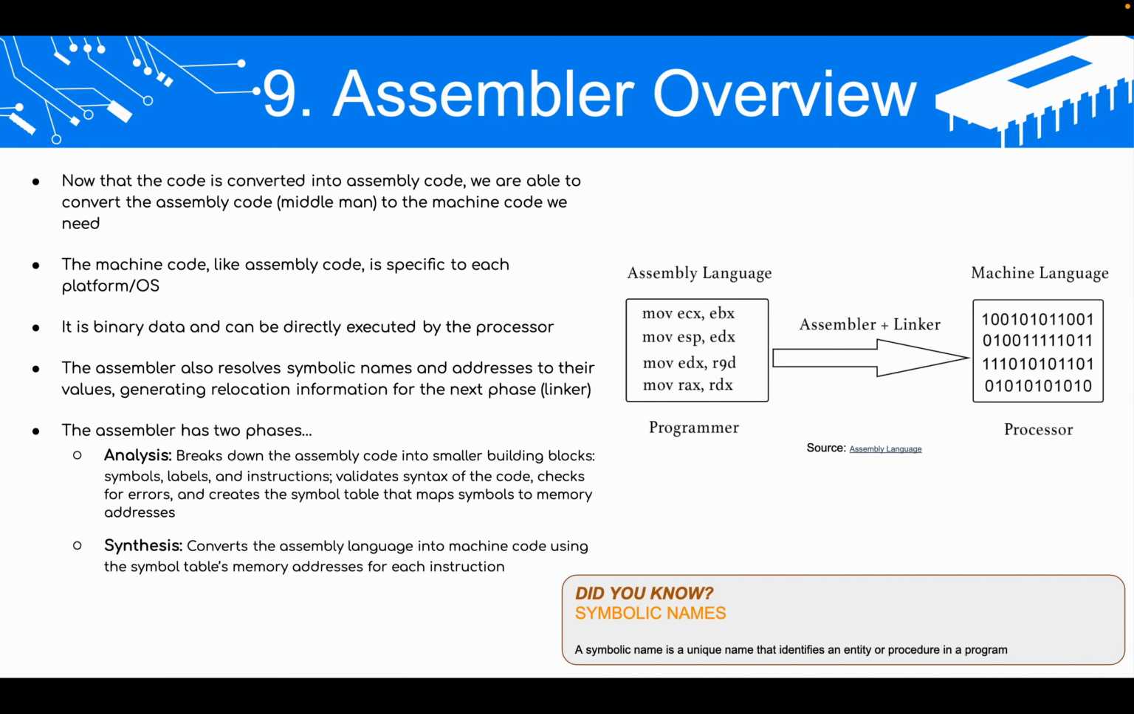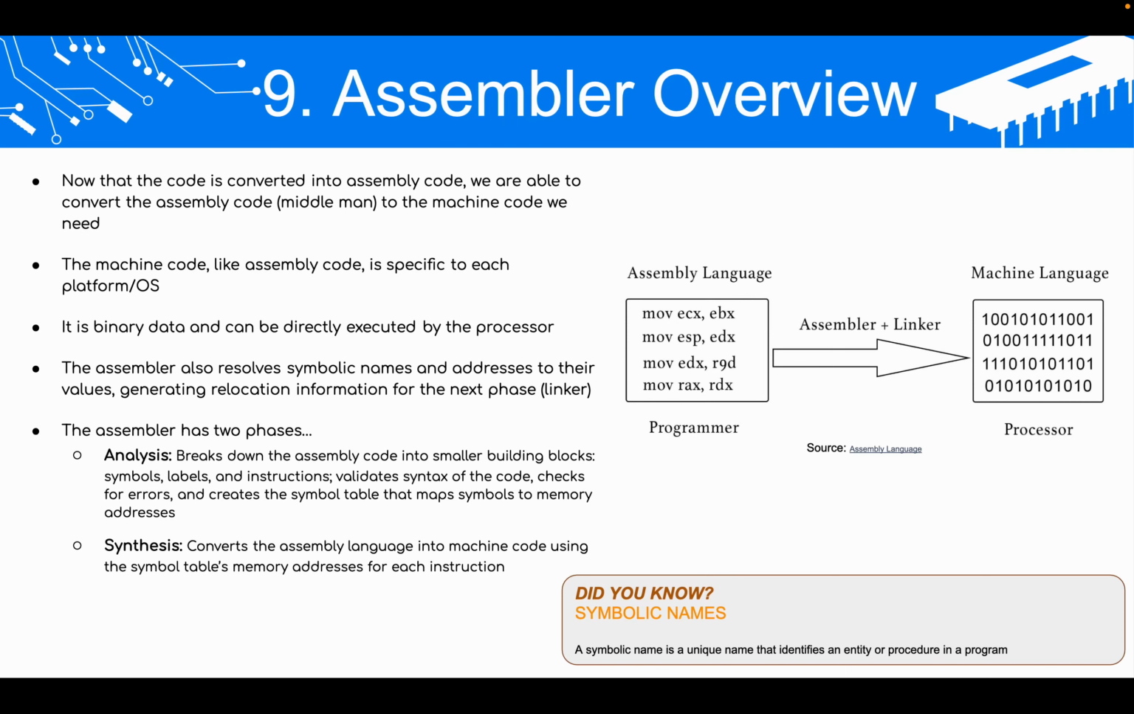So now that the code is converted into assembly code, we are able to convert the assembly code into machine code. And this machine code is specific to each platform OS, and it's binary data, ones and zeros, that can be directly executed by the processor. The assembler also resolves symbolic names and addresses to their values and generates relocation information for the next phase, which is a linker.